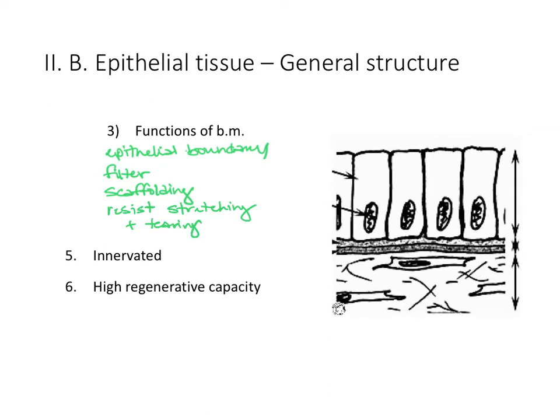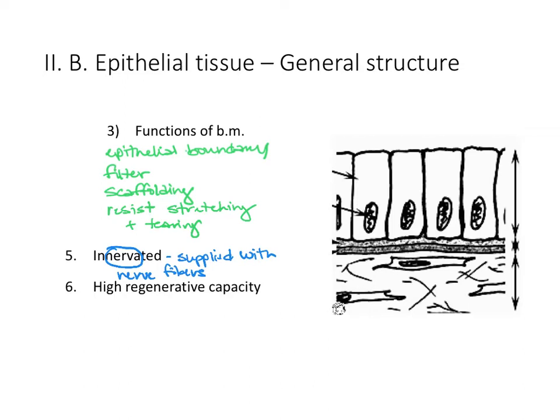The next characteristic we want to remember about epithelial tissue is that it is innervated. Basically this term, if you look at it, has the word nerve in it. And basically it means that the tissue is supplied with nerve fibers. So it is going to be sensitive.